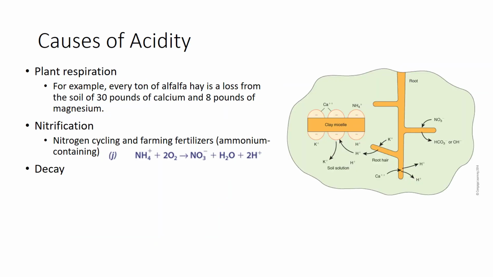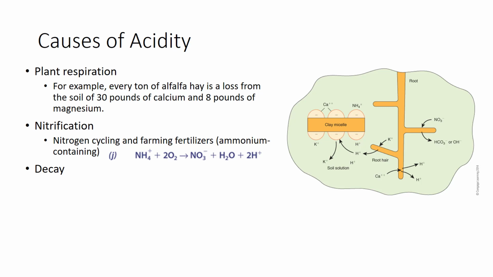Plants acidify soils in two additional ways. First, when roots take up cation nutrients such as potassium, they give back an equivalent number of hydrogen ions. Second, growers take calcium and magnesium with each crop harvested. For example, every ton of alfalfa hay is a loss from the soil of 30 pounds of calcium and 8 pounds of magnesium. Each atom of a basic cation removed in cropping is replaced by a hydrogen ion, speeding soil acidification.